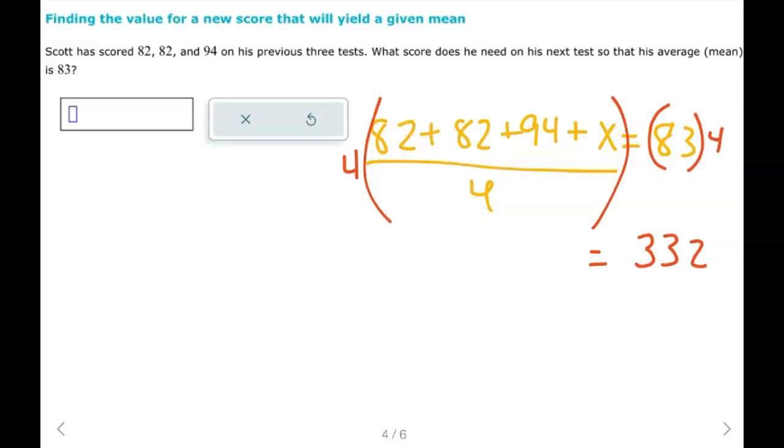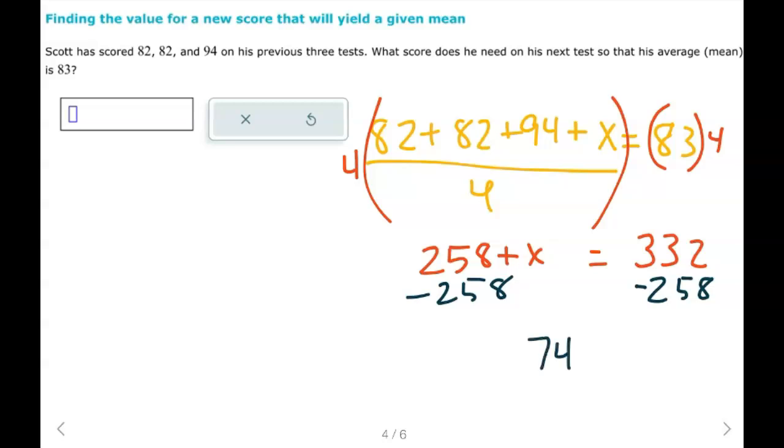And we'll go ahead and add the 82, 82, and 94, and we get 258. And then we'll subtract 258 from each side. And we see 74 happens to be the score. So if Scott scores 74 on the fourth test, he'll have an average of 83.